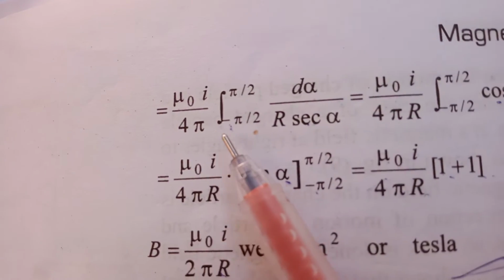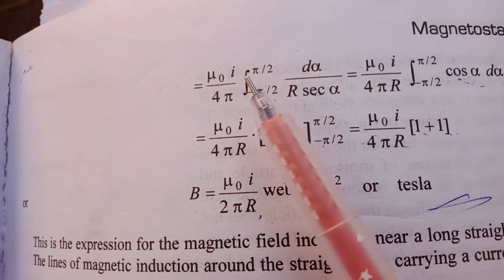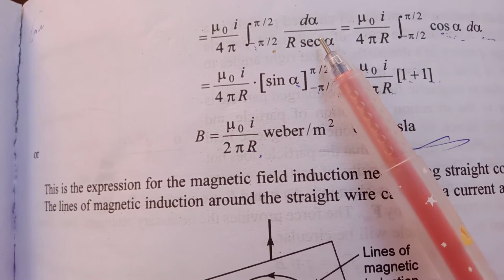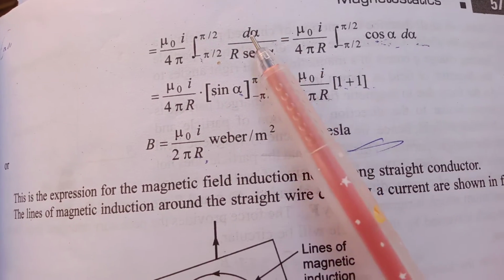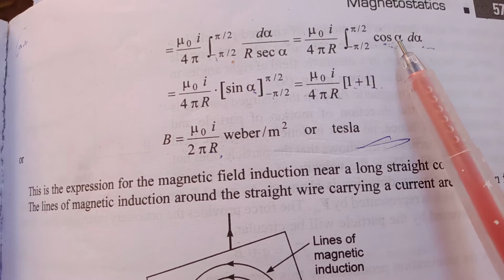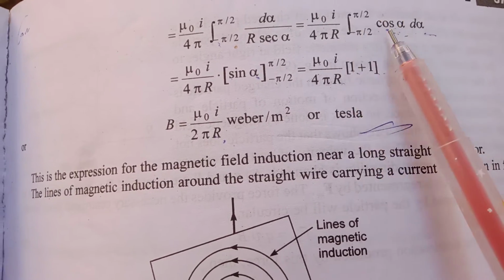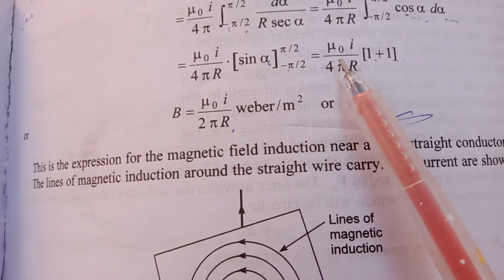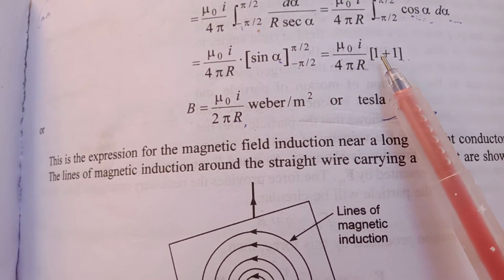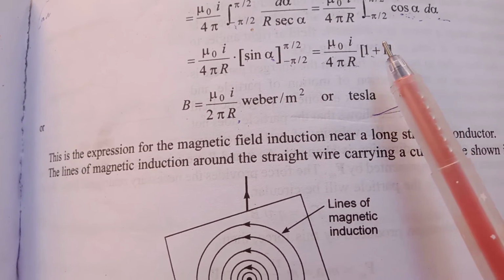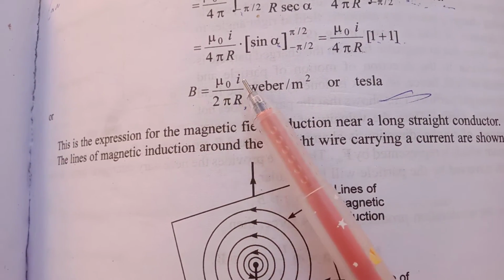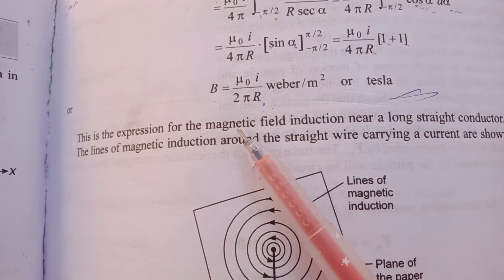So you have mu 0 I by 4 pi, minus pi by 2 to plus pi by 2, d alpha by R secant alpha. Taking the secant alpha to the numerator, it becomes cos alpha. Integration of cos alpha is sin alpha between the limits. When you apply the limits, you get 1 plus 1, 2. Cancelling that with 4, you have B equal to mu 0 I by 2 pi R.